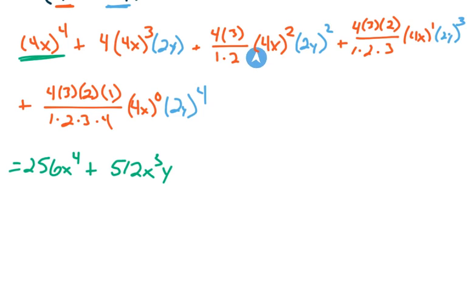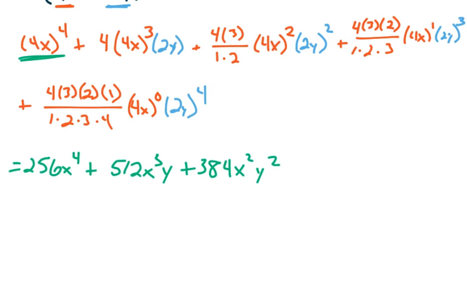4 to the second is 16. So 6 times 16, 2 squared is 4. So 6 times 16 times 4, that is 384. So this is positive 384 x squared y squared. Hopefully you can see where that comes from. We'll have x squared there and y squared there.